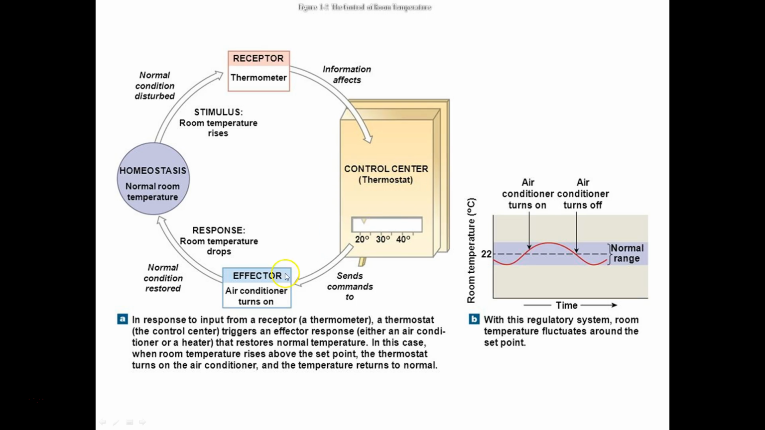So if it's summertime, it gets too high, the control center will sense the temperature is going beyond what you set it for. The effector, the air conditioner, turns on. Normal room temperature is maintained. The thermometer sees the temperature has gone down. The control center sees that the thermometer has gone down, and then the effector will be shut off.